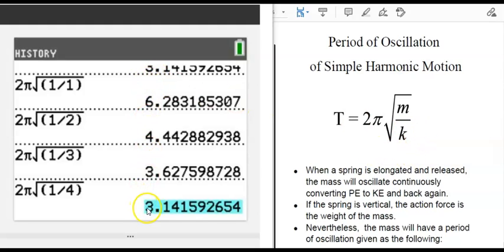So you can see that the general trend is that when the k value in this formula increases, the period of oscillation decreases. So the higher k value means a tighter spring. It requires more force to stretch it. But also, when you do stretch it, that force is stronger and causes a greater acceleration. So the time it takes to return back to the equilibrium position is less.